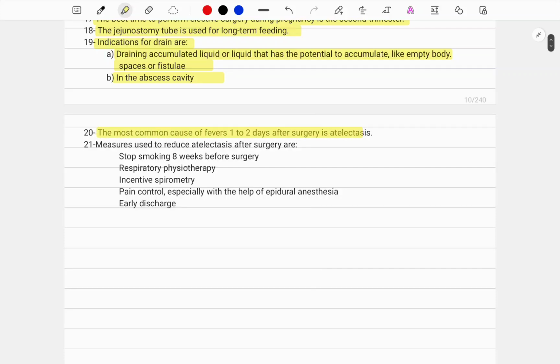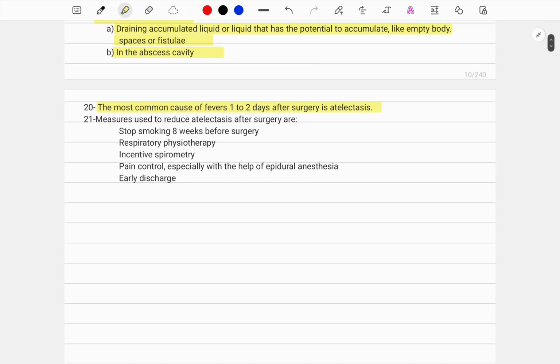Now the most common cause of fever in the first 2 days after surgery is atelectasis, and we know how atelectasis occurs. Some ways used to reduce atelectasis after surgeries are stopping smoking 8 weeks before, respiratory physiotherapy, incentive spirometry, pain control, especially with the help of epidural anesthesia, and early discharge so that the patient can start to walk early.